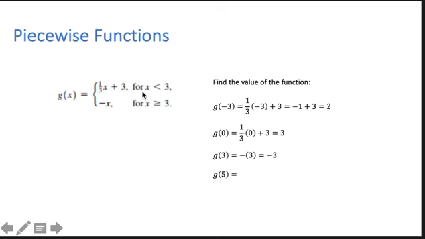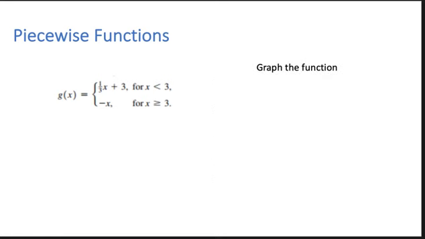And 5 is clearly greater than 3, so it also is going into the second piece. So it's equal to -5. Did you get those same answers? All right, so now what we're going to do is talk about graphing this function.